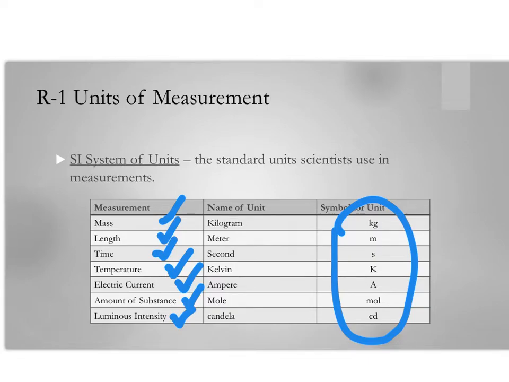Mass is measured in kilograms, length is measured in meters, time is measured in seconds, temperature is measured in kelvins, and electric current is measured in amps. The amount of substance is measured in the mole, and the luminous intensity is measured in candelas. These 3, the kilogram, the Kelvin, the mole, those are the 3 main units of measure that will be used in this class or by any chemist in general.